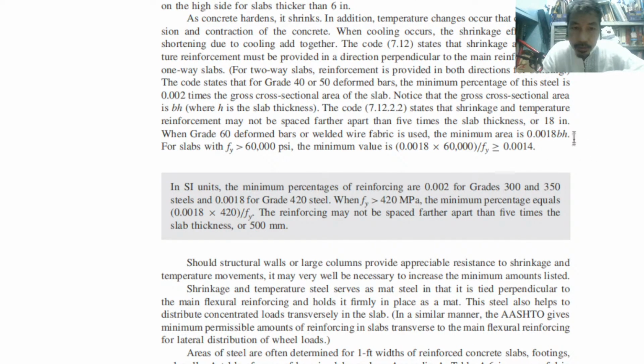0.0018 if we are given grade 60. The same here, 0.0018 for grade 420. The equivalent of grade 60 is actually 414 or 415, not 420. But, again, the conversion is actually 420 still.